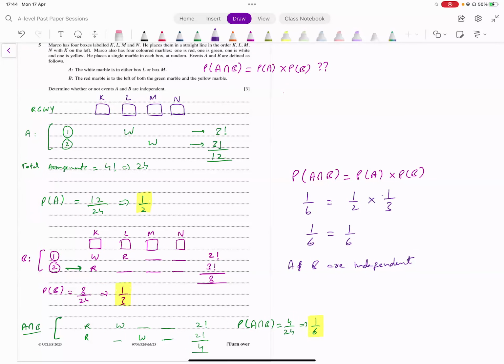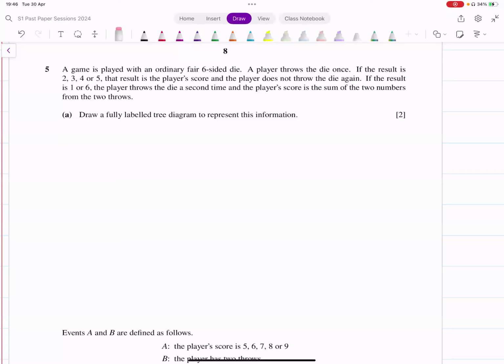Question number 5, it says a game is played with an ordinary fair 6-sided die. A player throws the die once. If the result is 2, 3, 4, or 5, that result is the player's score. Okay. And the player does not throw the die again. If the result is 1 or 6, the player throws the die a second time, and the player's score is the sum of the 2 numbers from the 2 throws.